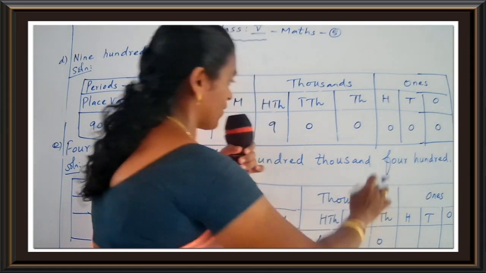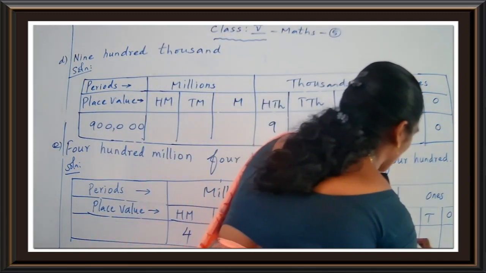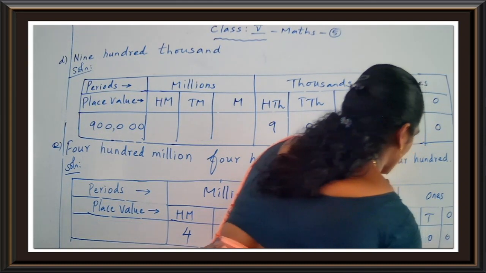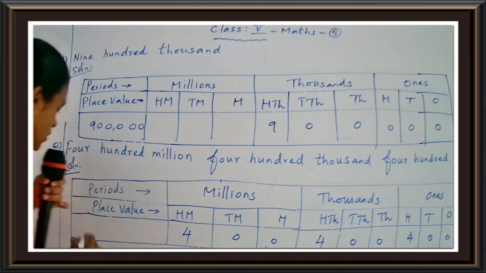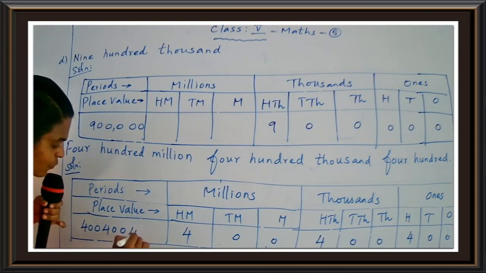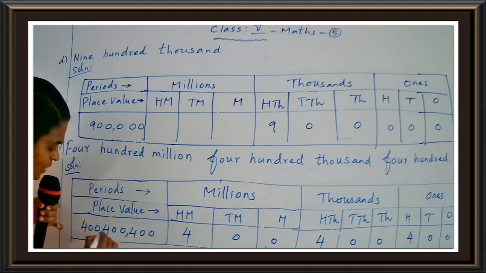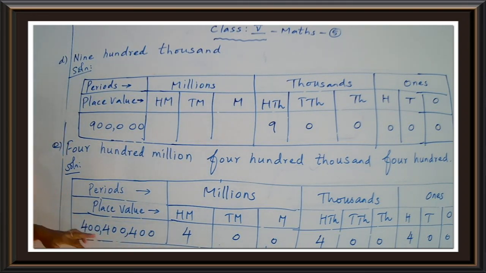Your ones period, how much? 400. So your answer is 400 million, 400,000, 400. Okay, children? So 400 million, 400,000, 400 is your answer. Okay? Clear? Yes. Write it in your classwork note. Continue. Write neatly, children.